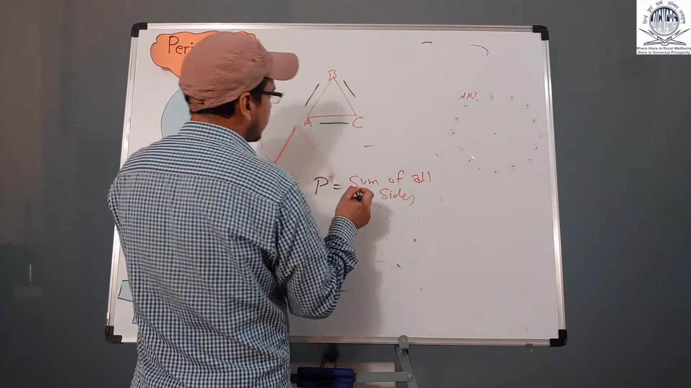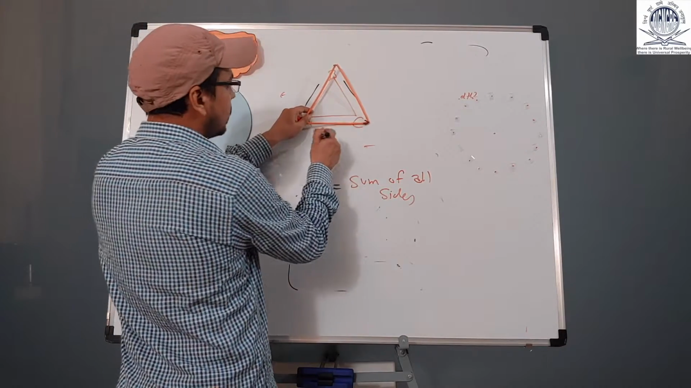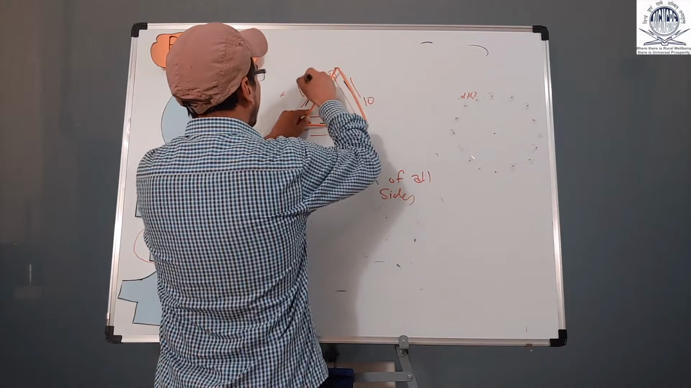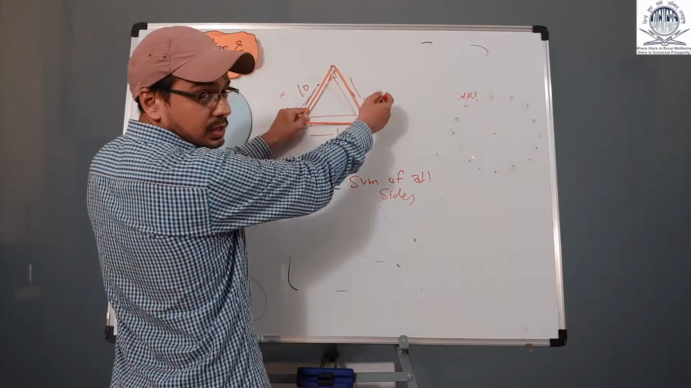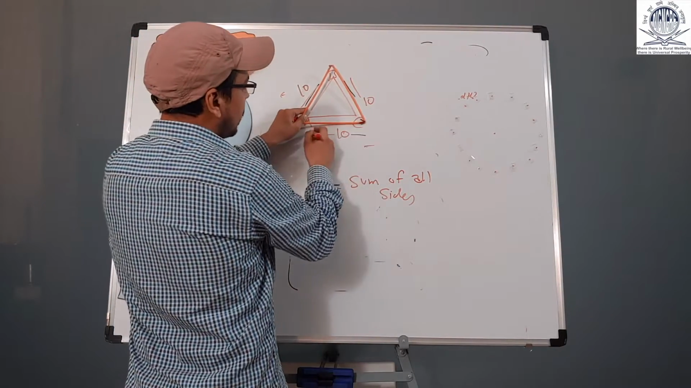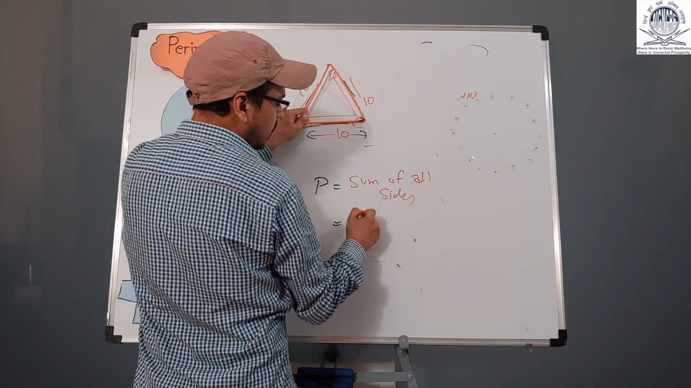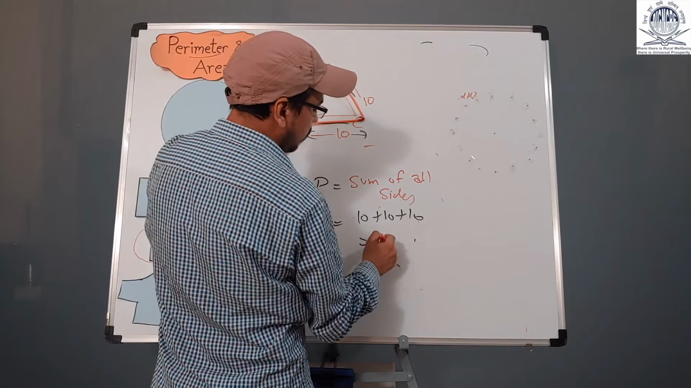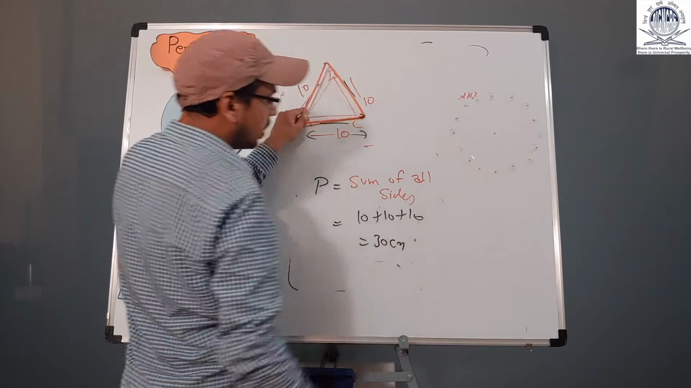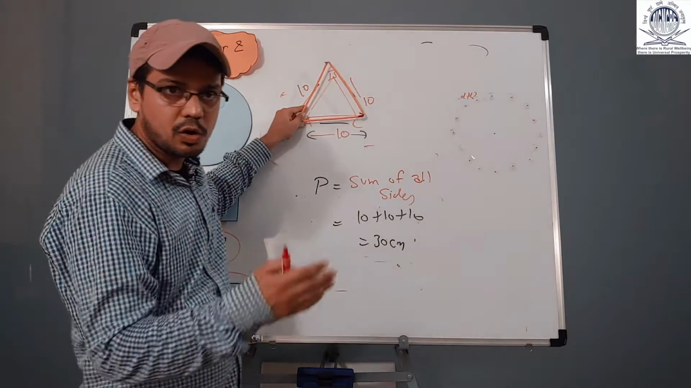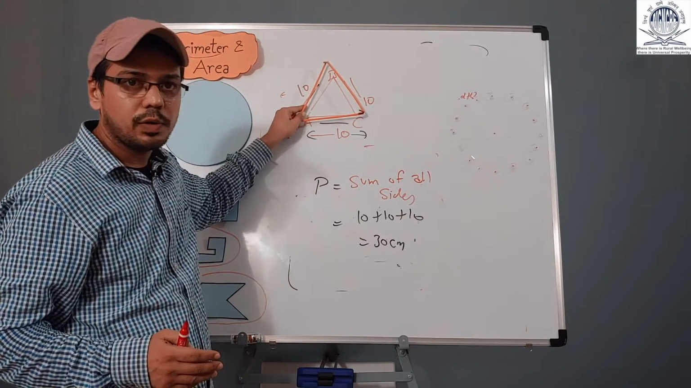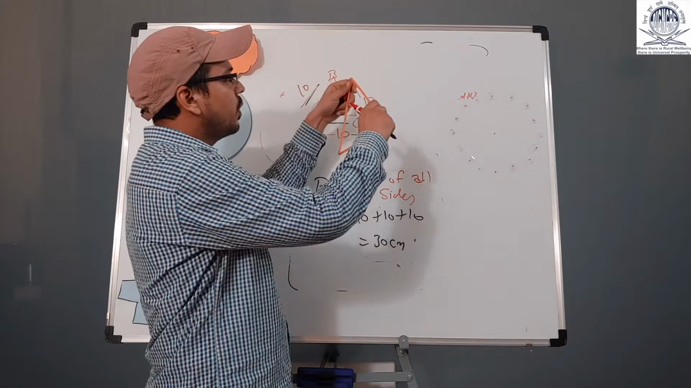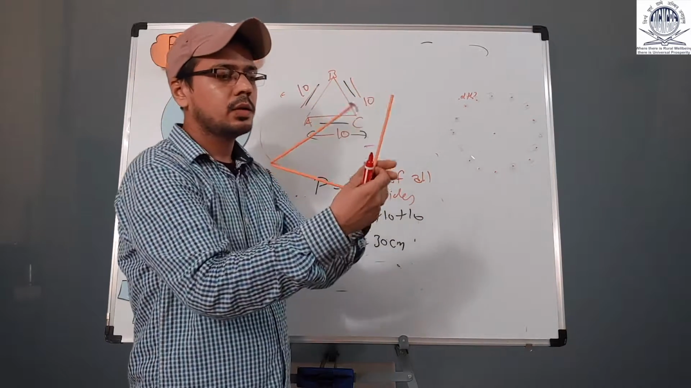And the sum of all sides would be, if this is 10, let's say, and 10 and 10, so when you add all these 10 centimeters, 10 centimeters, 10 centimeters, essentially that is going to be the perimeter. So 10 plus 10 plus 10, it would be 30 centimeters. Now what would be the area of a triangle? That's what we want.